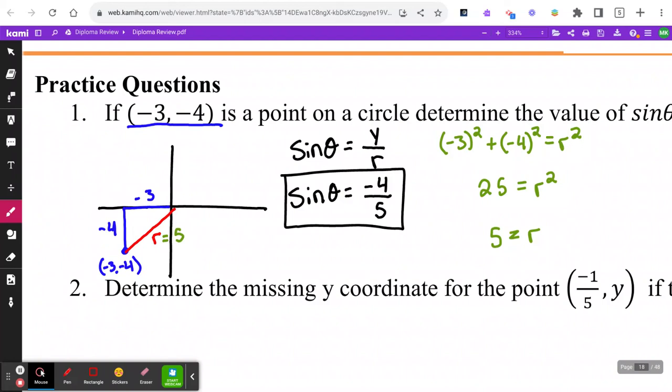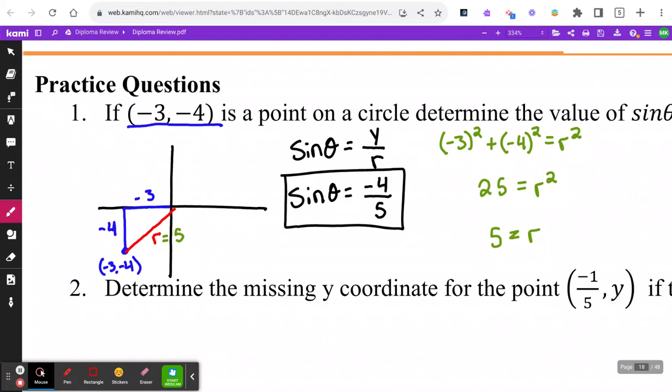It's a mix between two ideas and questions here. This is the ratio for sine theta. This is what sine theta equals. If they ask you for what theta equals, that's a different question, right? They're asking for the angle that would create that. They did not ask for the angle. They asked for sine of the angle. Sine of the angle is -4 over 5.